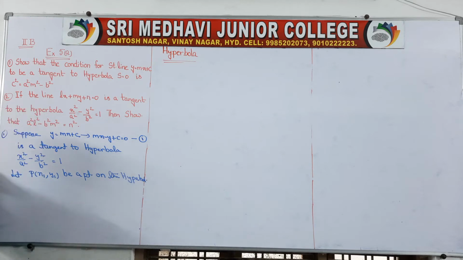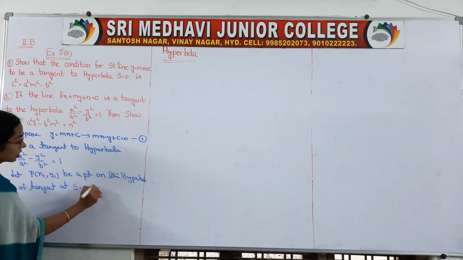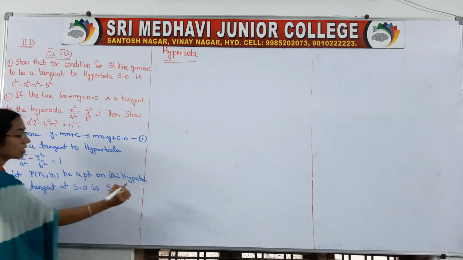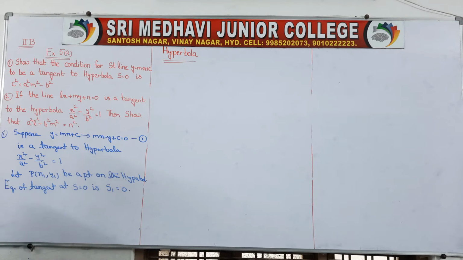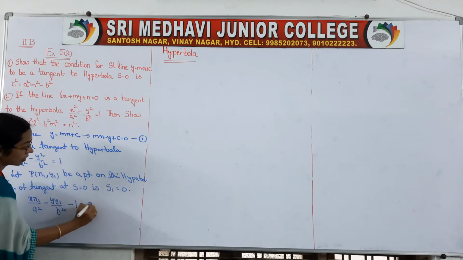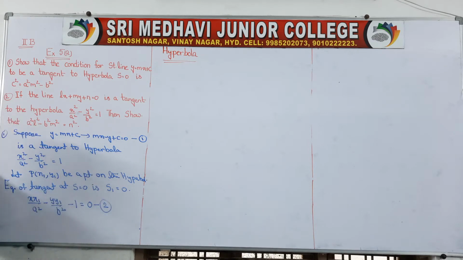Then the equation of the tangent at P to S = 0 is S1 = 0. How will we write S1? It is a notation. So what is the S1 equation? We can write that as x·x1/a² - y·y1/b², bringing that minus 1 to this side. This is our equation 2.